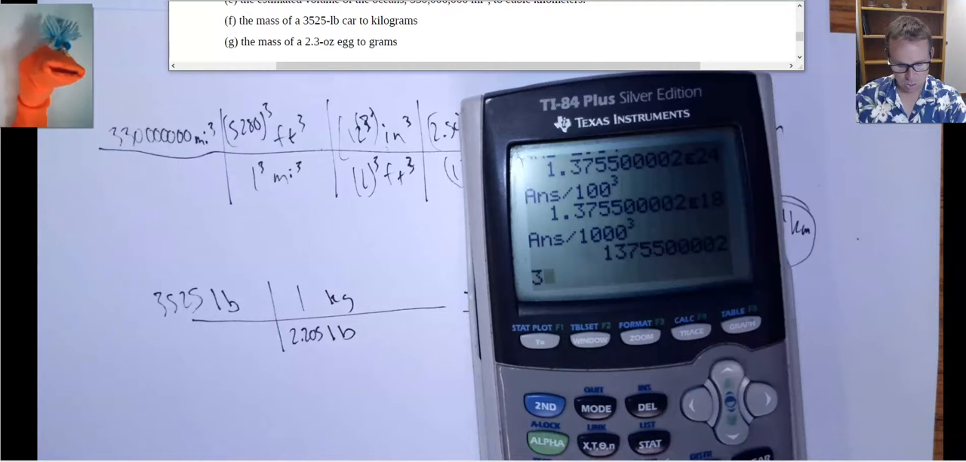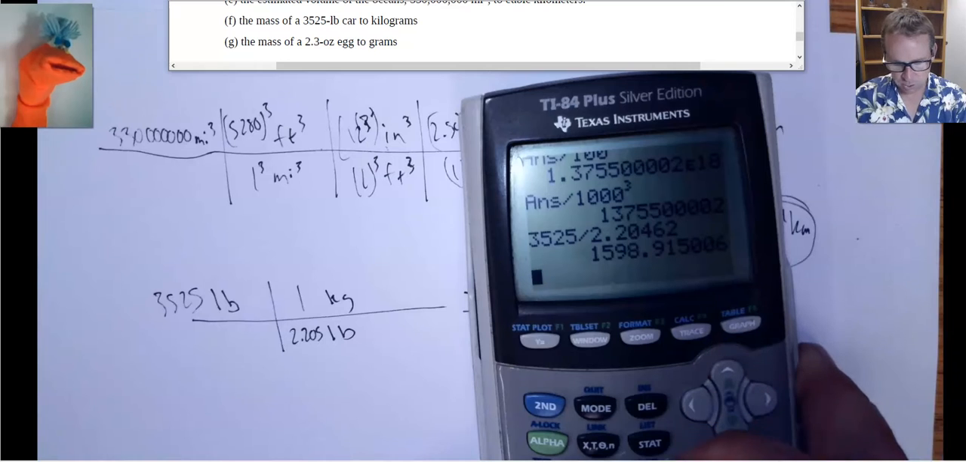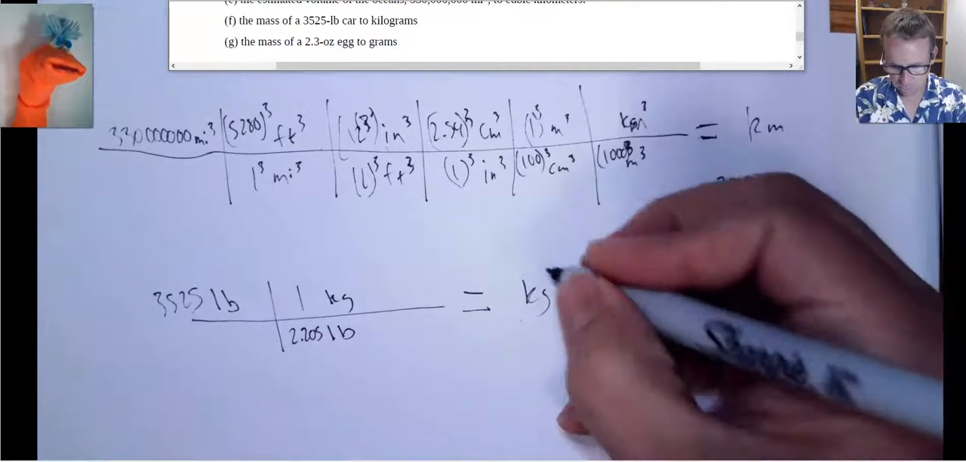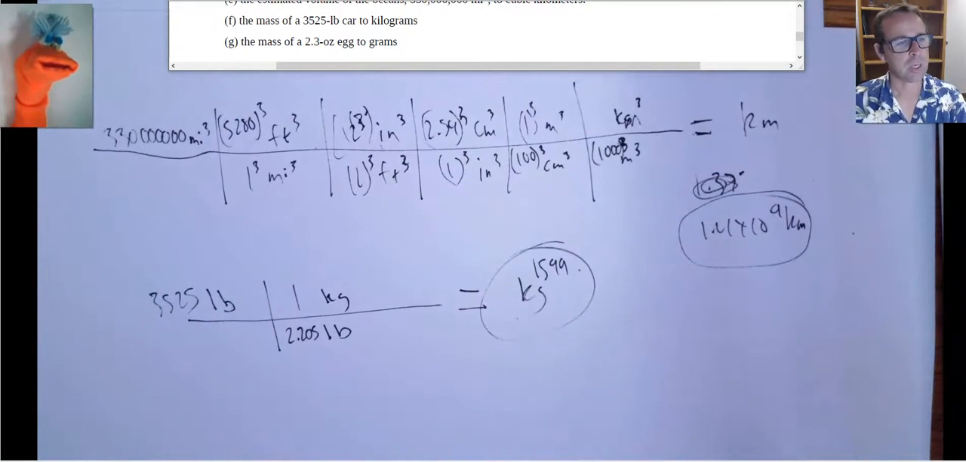So 3525 divided by 2.20462. That's how many pounds there are per kilogram. I got 4 significant digits again, 1599 kilograms.